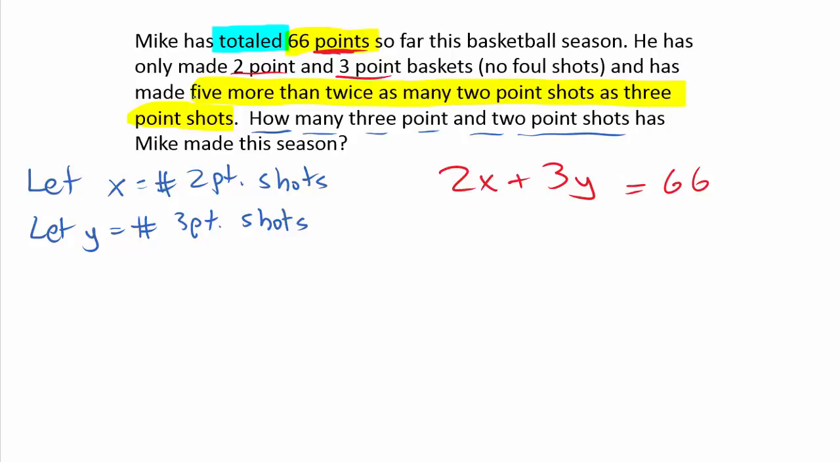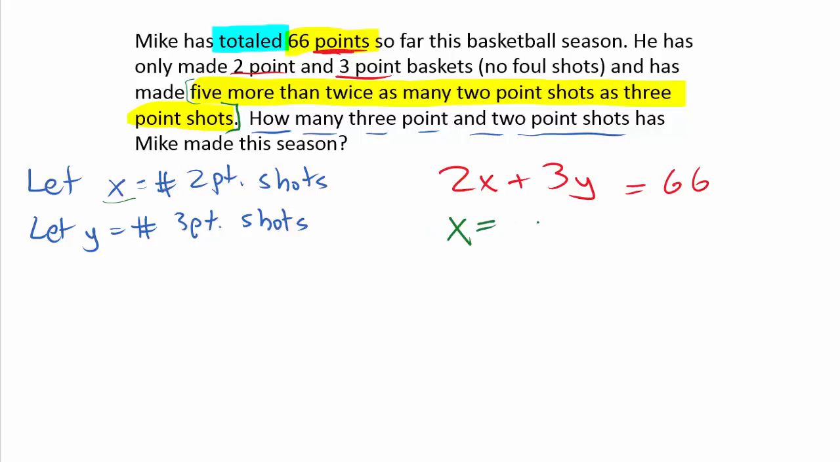Now the new thing here is this other part. This does not deal with the total, this information below, this 5 more than twice as many 2-point shots as 3-point shots. When I get to a problem like this, what I'll do is I'll try to first identify which one there's more of. So I see 5 more than twice as many 2-point shots as 3-point shots. Okay, so that means he's made more 2-point shots. So I'm going to take the 2-point shot variable, which is X, and isolate it. I'm just going to put X equals.